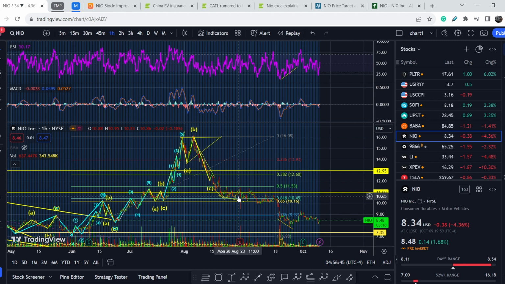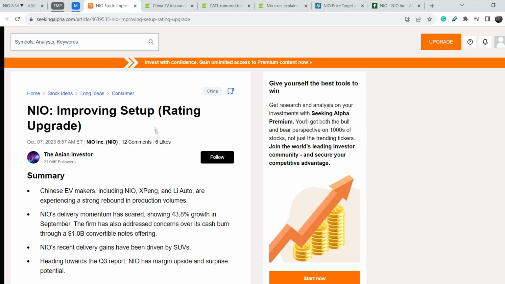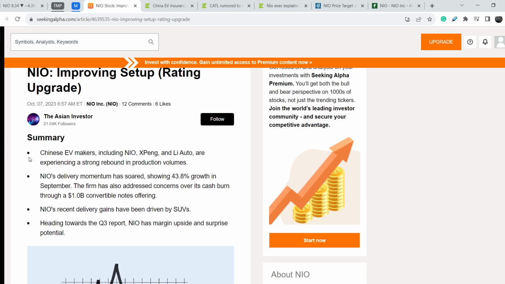And in my technical analysis, I will show you in detail what we should expect next. But for now, let's continue with the fundamental news. First of all, I want to show you this article that was published on October the 7th, and that is titled "NIO Improving Setup, Rating Upgrade." And the summary is the following.